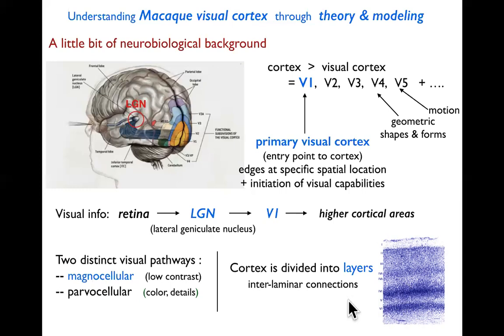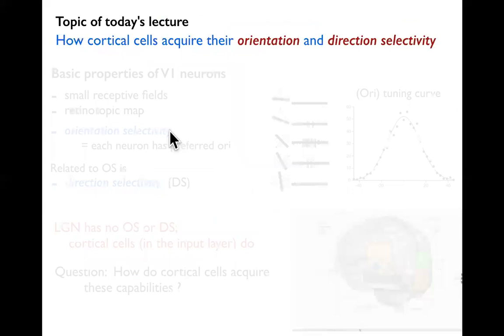So this is the overall picture. And the topic of today's talk is that I want to explain two things: how cortical cells in the macaque acquire their orientation and direction selectivity.